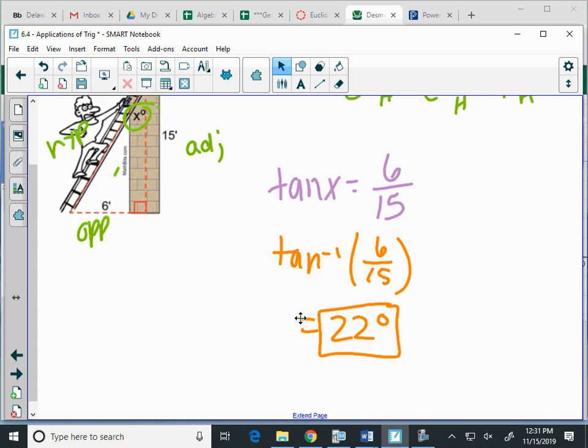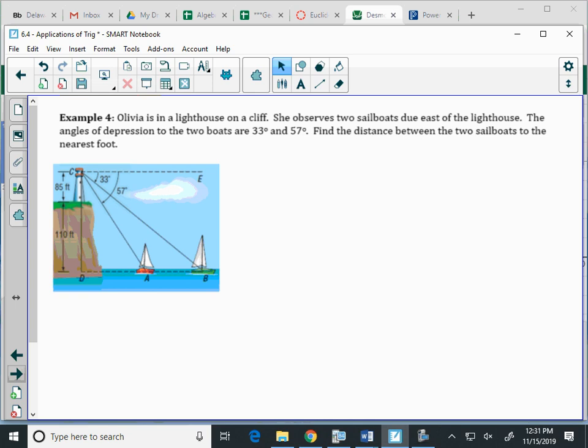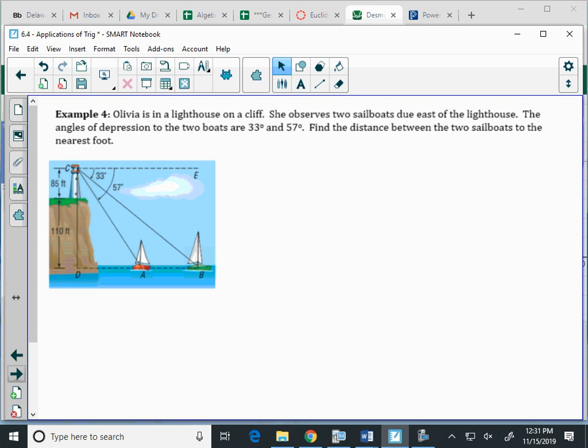If we take a look at the next two, those are a little more challenging. So Livia's in a lighthouse on a cliff. She observes 2 sailboats due east of the lighthouse. The angles of depression to the 2 boats are 33 degrees and 57 degrees. Find the distance between the 2 sailboats to the nearest foot.